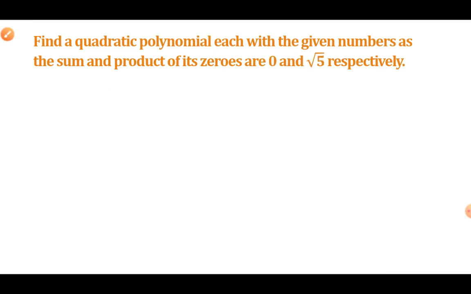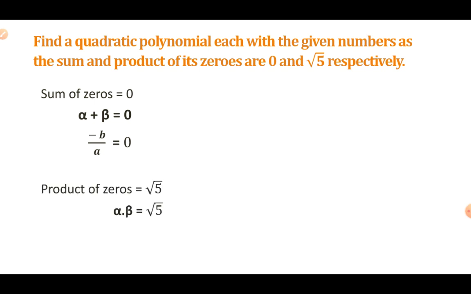Moving to the next part. Find the quadratic polynomial having sum of zeros as 0 and product of zeros as root 5. So sum of zeros is 0, alpha plus beta equals 0, minus b by a equals 0. Product of zeros is root 5, alpha into beta is root 5, c by a is root 5. Minus b by a is 0 and c by a is root 5.